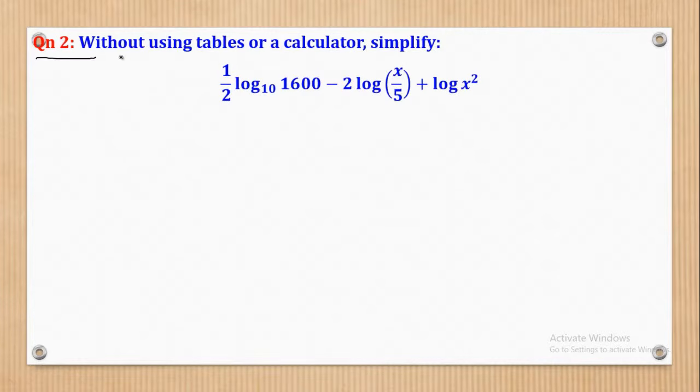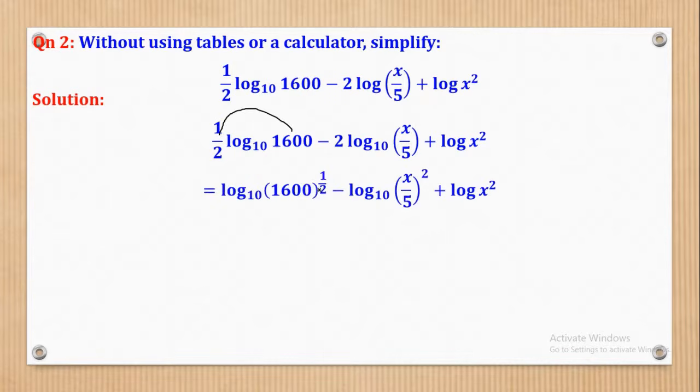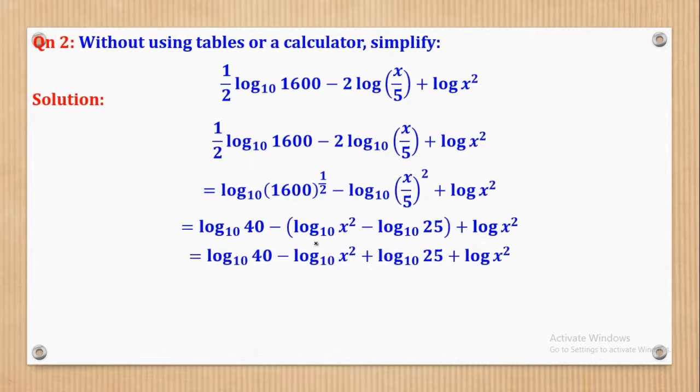So now we shall go to question 2, which says that without using tables or calculator, simplify this. So that is what is given. Now this half, when it goes this side, becomes 1016 divided by 1600 to power half, which is the square root. Then this 2 comes this side to become x over 5 squared. Now the whole of this will give you that. And this one, remember, it is division, meaning that when you expand it will be subtraction. So this one, x squared, gives you this, and this 5 squared gives you that. So when I open this bracket, you realize that this minus now becomes plus because it is minus minus.